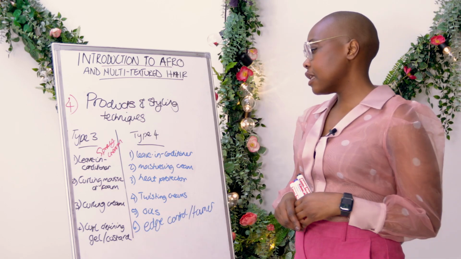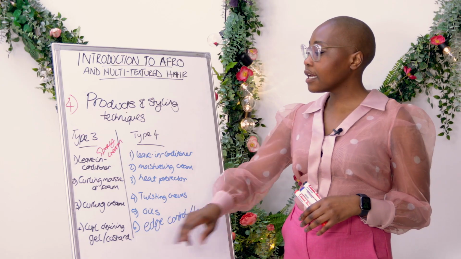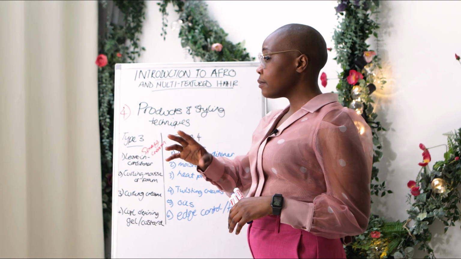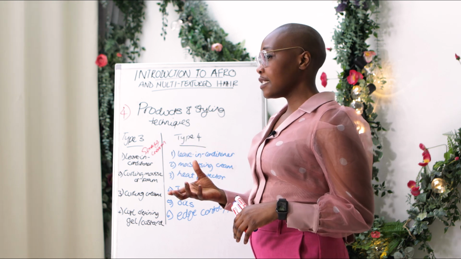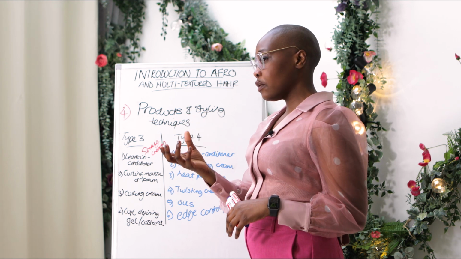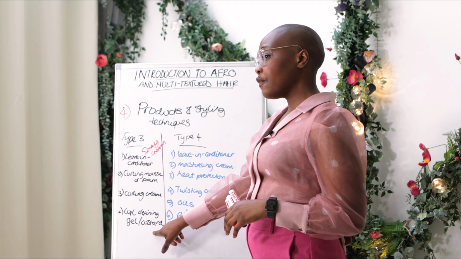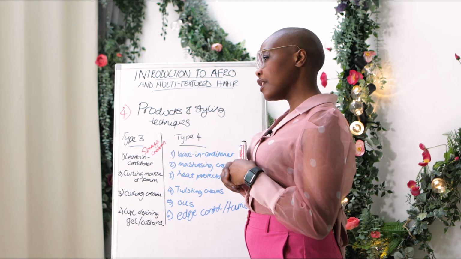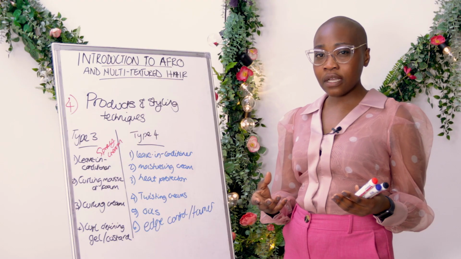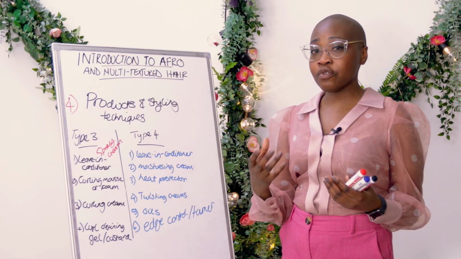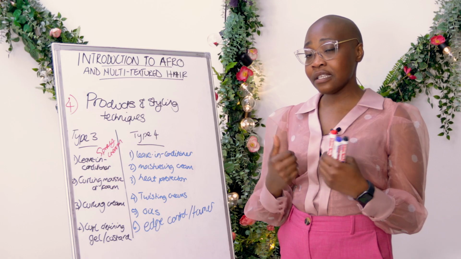The last product on the list there is the curl defining gel. You'll notice that I put custard next to that as well, because sometimes the packaging actually doesn't say curl defining gel, so it would say curl defining custard. So that's another product name that you're going to find. Say for example, you're going in the shop and you know that you need a curl defining gel, but you can't see anything there and they all say custard. Just remember, the gel and the custard are exactly the same thing.